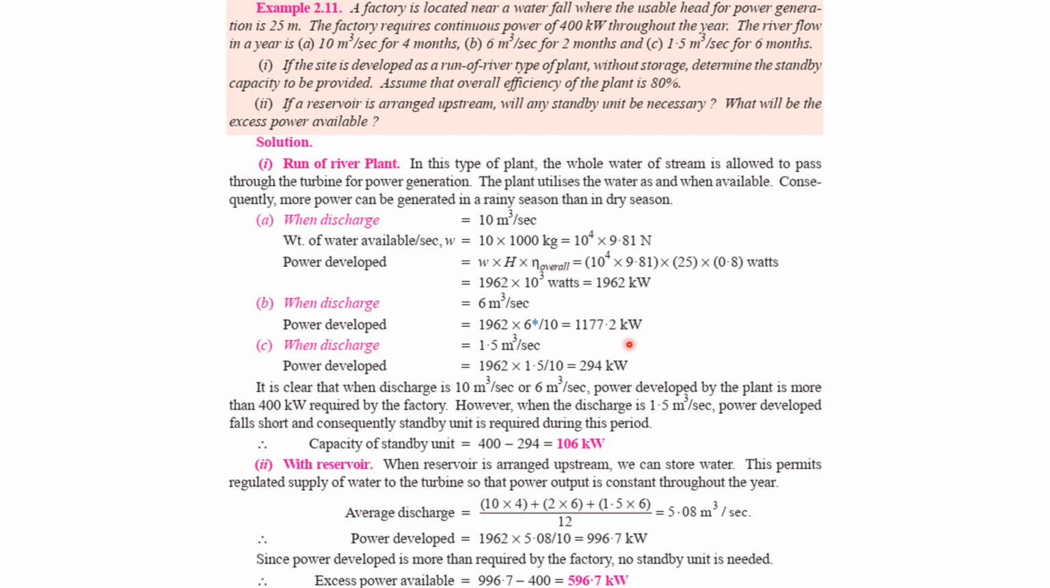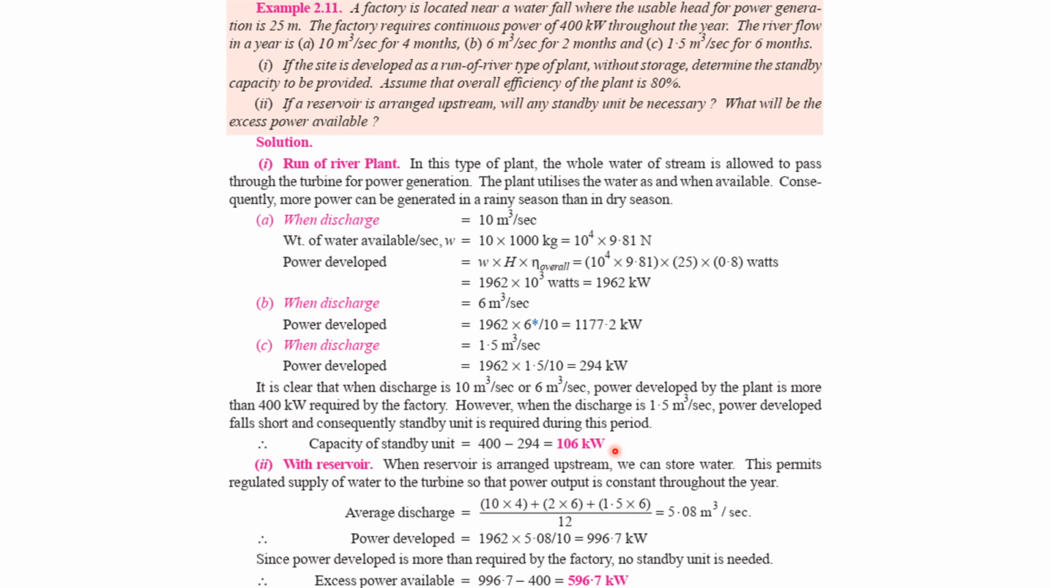This amount of power is still sufficient to provide the load of 400 kilowatts throughout that time for which this discharge is available. Now for the remainder 6 months, 1.5 meter cube per second discharge is available. For this much discharge, you will get the power of 294 kilowatts. Now this 294 kilowatts is not sufficient to provide this 400 kilowatt load. So the deficiency of power will be 400 minus 294, or during this time 106 kilowatts of power are short. So you have to provide these 106 kilowatts of power from a standby plant, from a standby unit, or from other generation sources during this period.